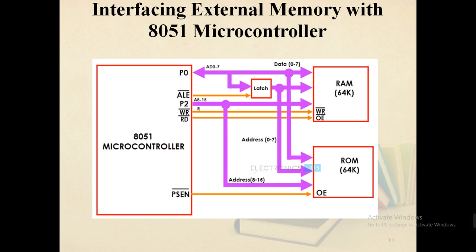The reason for interfacing external program memory or ROM is that complex programs written in high-level languages are often larger and occupy more space. Another important reason is that chips like the 8031 or 8032, which do not have any internal ROM, have to be interfaced with external ROM. A maximum of 64 kilobytes of program memory and data memory each can be interfaced with the 8051 microcontroller.